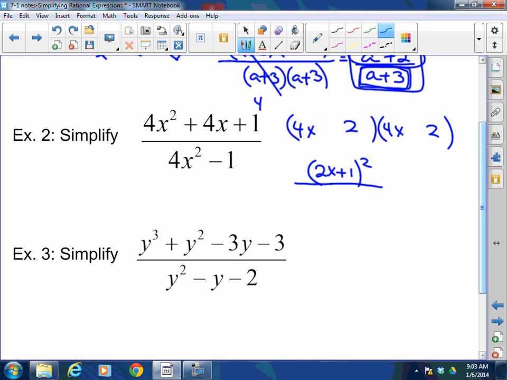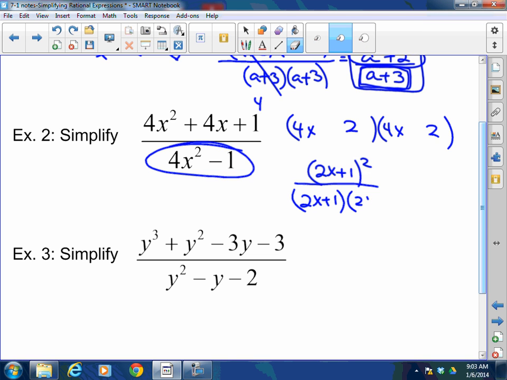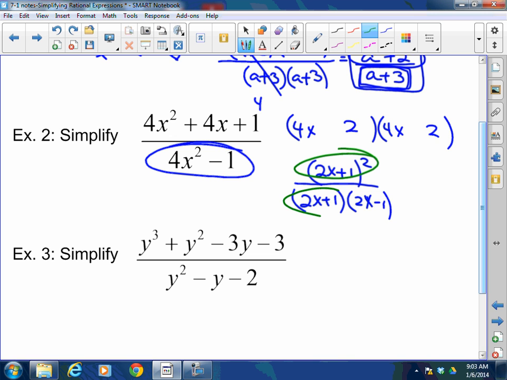Over now. What is this? It is 2x plus 1, 2x plus 1, 2x minus 1. It's a difference of squares. So now, I can simplify. Don't I have two 2x plus 1s up here? And don't I have 1 down here? So get rid of this one, get rid of one of those. My answer is 2x plus 1 over 2x minus 1.